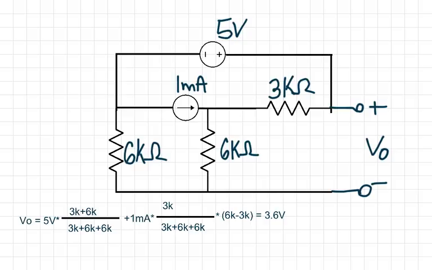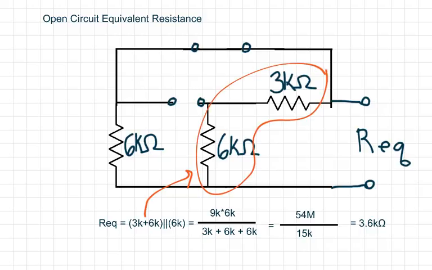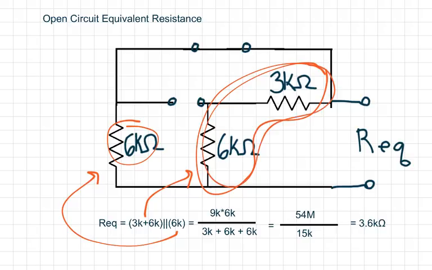Next, we will calculate our open circuit equivalent resistance. I'll show you where these numbers come from. So our equivalent resistance has this 3K and 6K resistors in parallel with this 6K resistor. So we're just going to take them in parallel. These two are in series, 3K and 6K, which gives us this 9K right there. And then that is in parallel with our 6K.